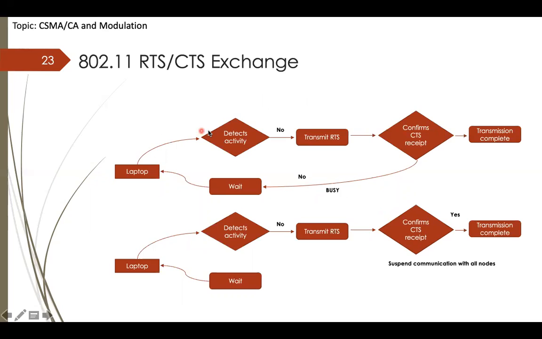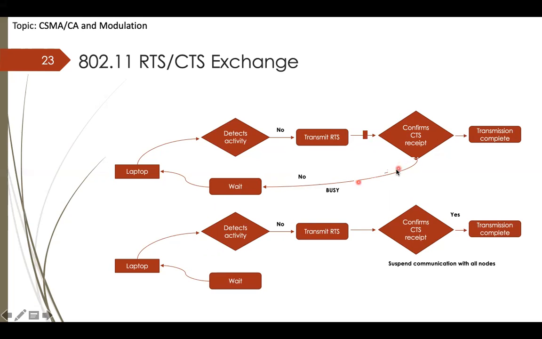Then my laptop, after some time, will try again and detect that there is no activity found, so it will transmit a request to send. But hold on, the laptop will not start sending the data until it gets the confirmation from the wireless access point. So it will ask the wireless access point to confirm, to send the clear to send receipt before actually sending the data.